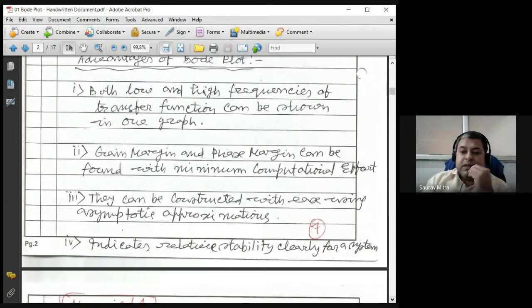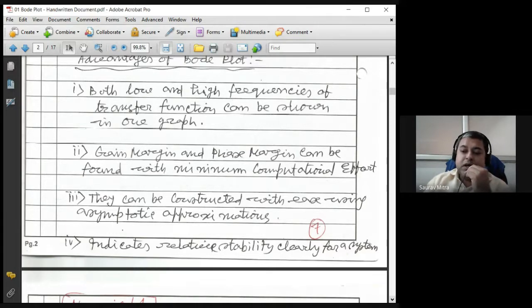Minus 180. So again, I'll repeat, at gain crossover frequency, that means when the gain is going from positive dB to negative dB at a certain frequency, which is called omega gc, at that time the gain becomes equal to 0. At that point, at omega gc, find how much the phase is. Suppose phase is minus 140, and how much greater it is compared to minus 180.